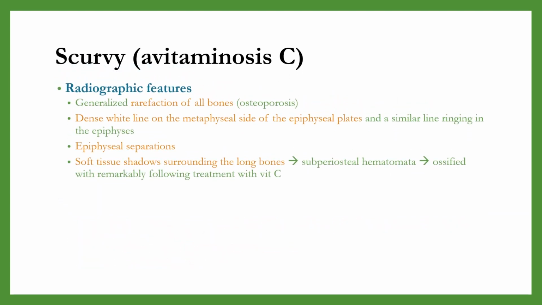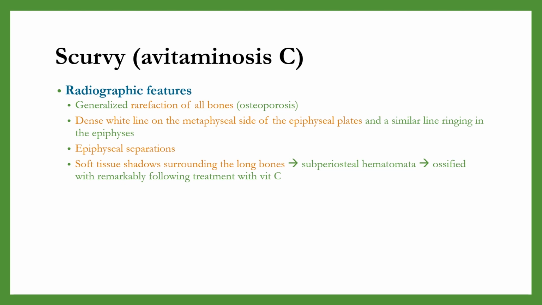The radiographic features of scurvy involve generalized rarefaction of all bones, a dense white line on the metaphyseal side of the epiphyseal plate, and a similar line ringing the epiphysis. There is also an epiphyseal separation and soft tissue shadows surrounding the long bones.